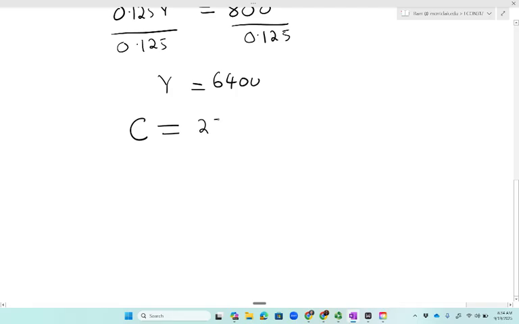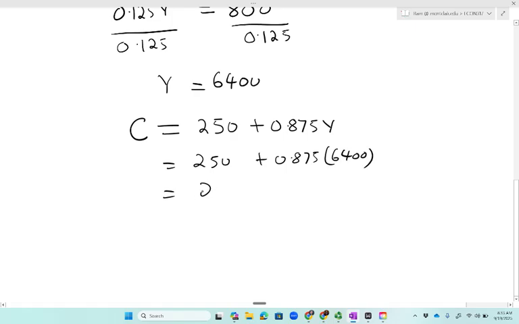I can also find out the household consumption using this national GDP. We have the expression 250 plus 0.875y, which is 250 plus 0.875 times 6400. This term turns out to be 5600. Add the 250, and we get 5850. So that's the household consumption in equilibrium.